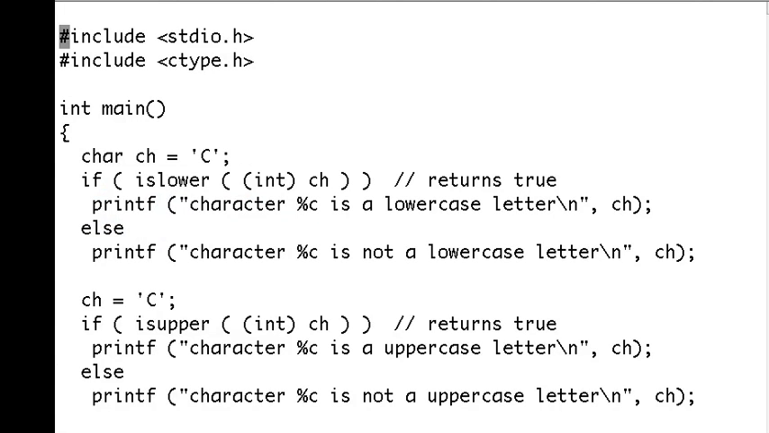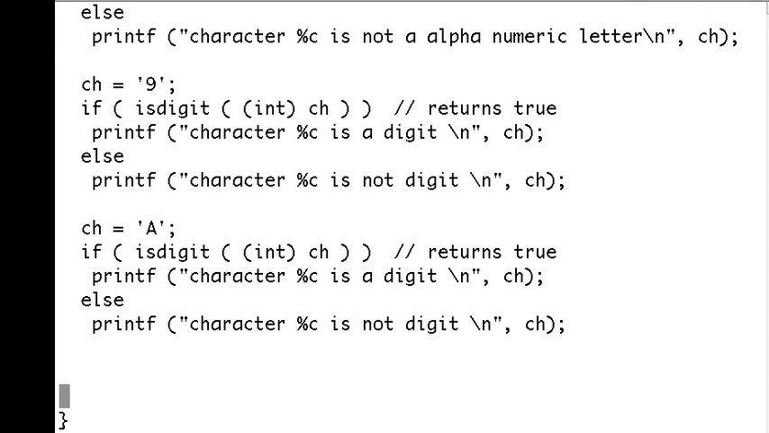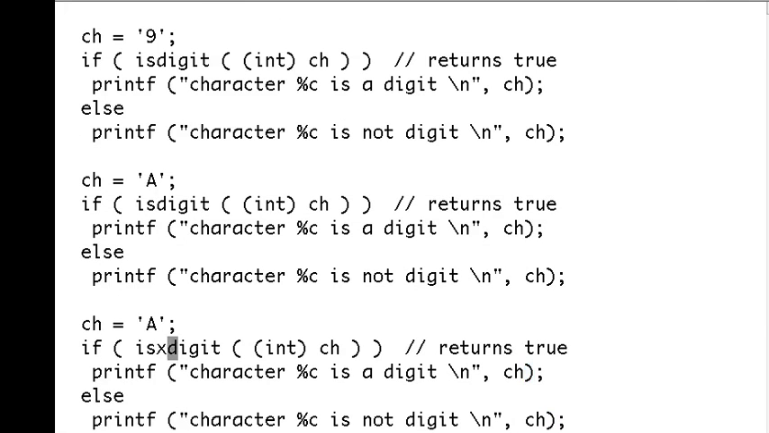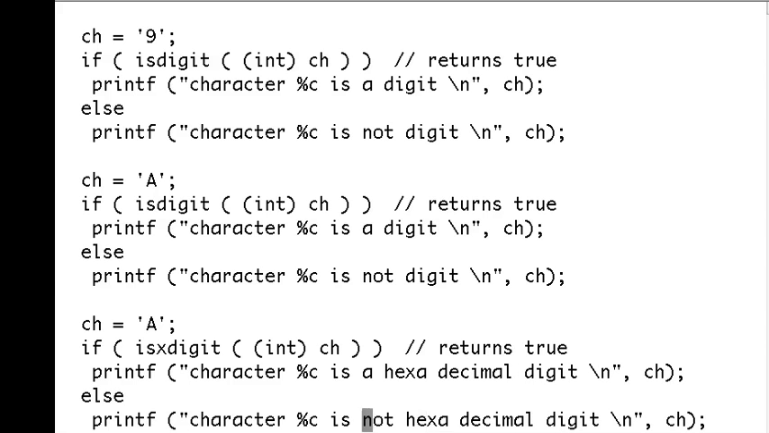There is also hexadecimal. Is x digit, hexadecimal digit. To test if a character value is hexadecimal, you try isxdigit. Okay, that's kind of confusing. So A is a hexadecimal digit, and, let's say, G is not a hexadecimal digit, right?